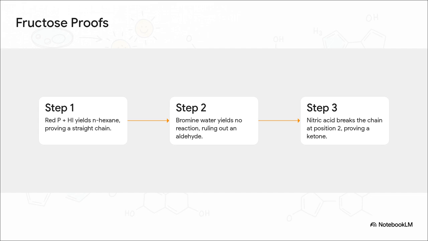It's a ketose, remember? So, for step 3, if you hit it with a strong oxidation using nitric acid, the fructose molecule actually breaks apart. It forms glycolic and tartaric acids. And because those two acids have fewer carbons than the original fructose molecule, it proves the chain was actually broken at a very specific point. That confirms, for sure, that the ketone group is located exactly at carbon position number 2.